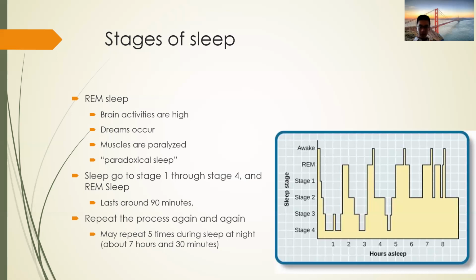For one night of sleep, about 7 hours and 30 minutes, the cycles may repeat about 5 times. You can do that calculation: 90 minutes multiplied by 5 is about 7 hours and 30 minutes. So you can see the graph on the right.